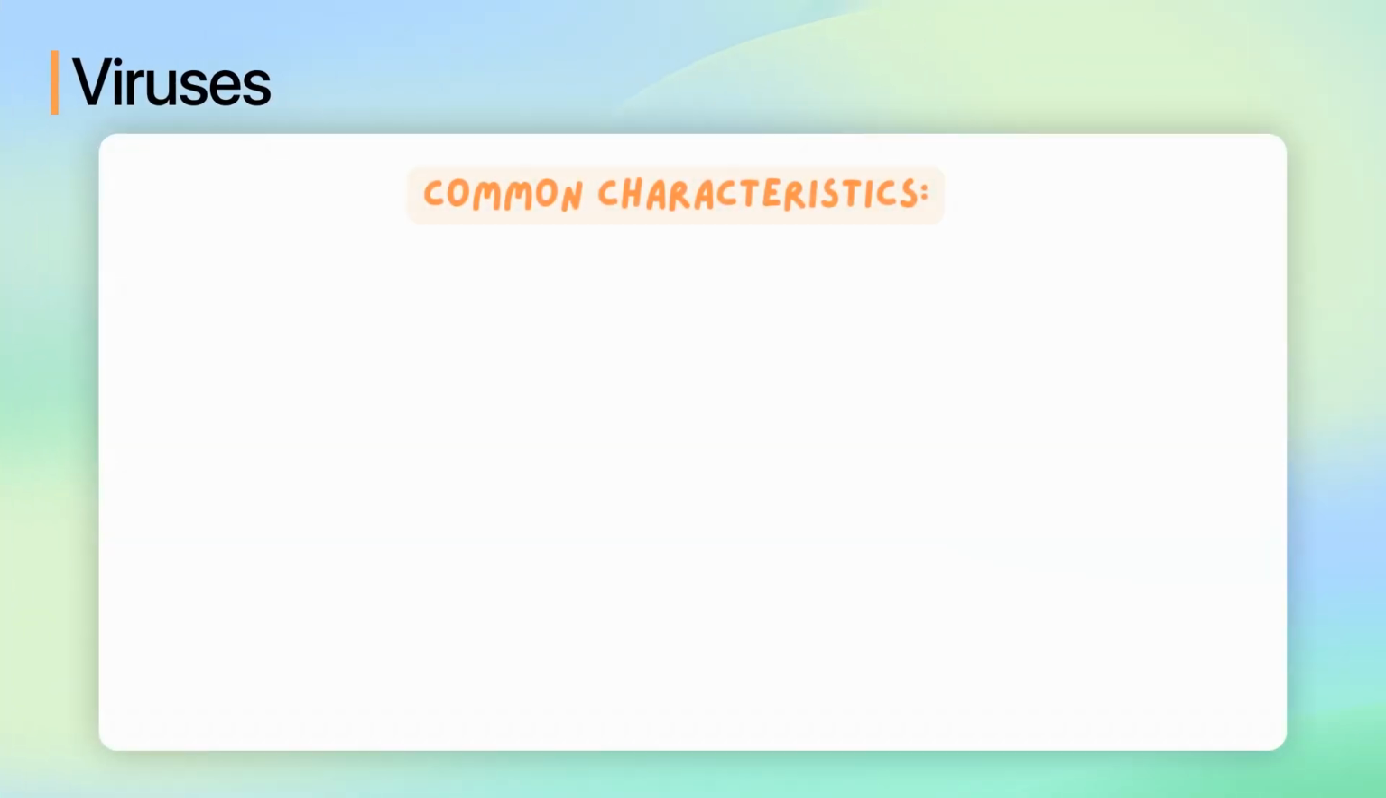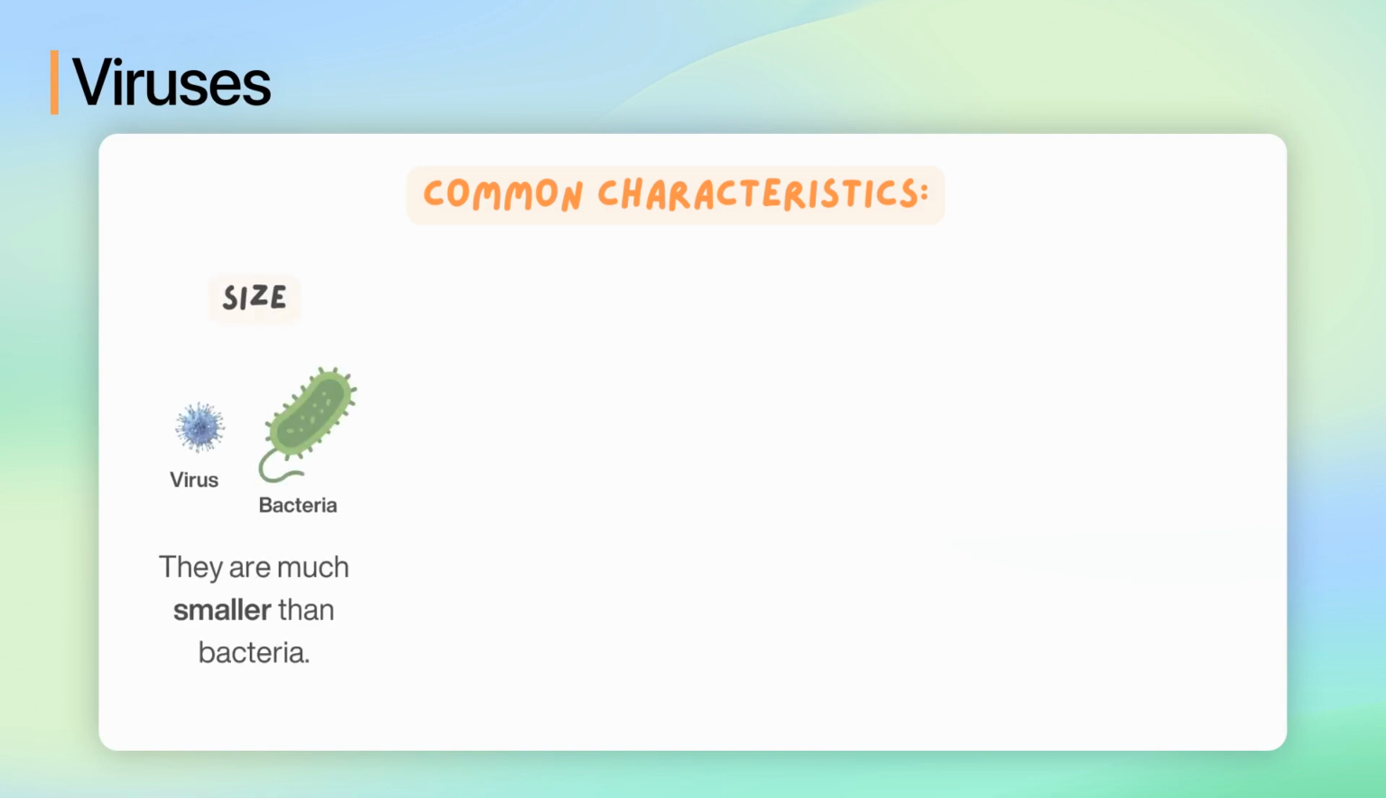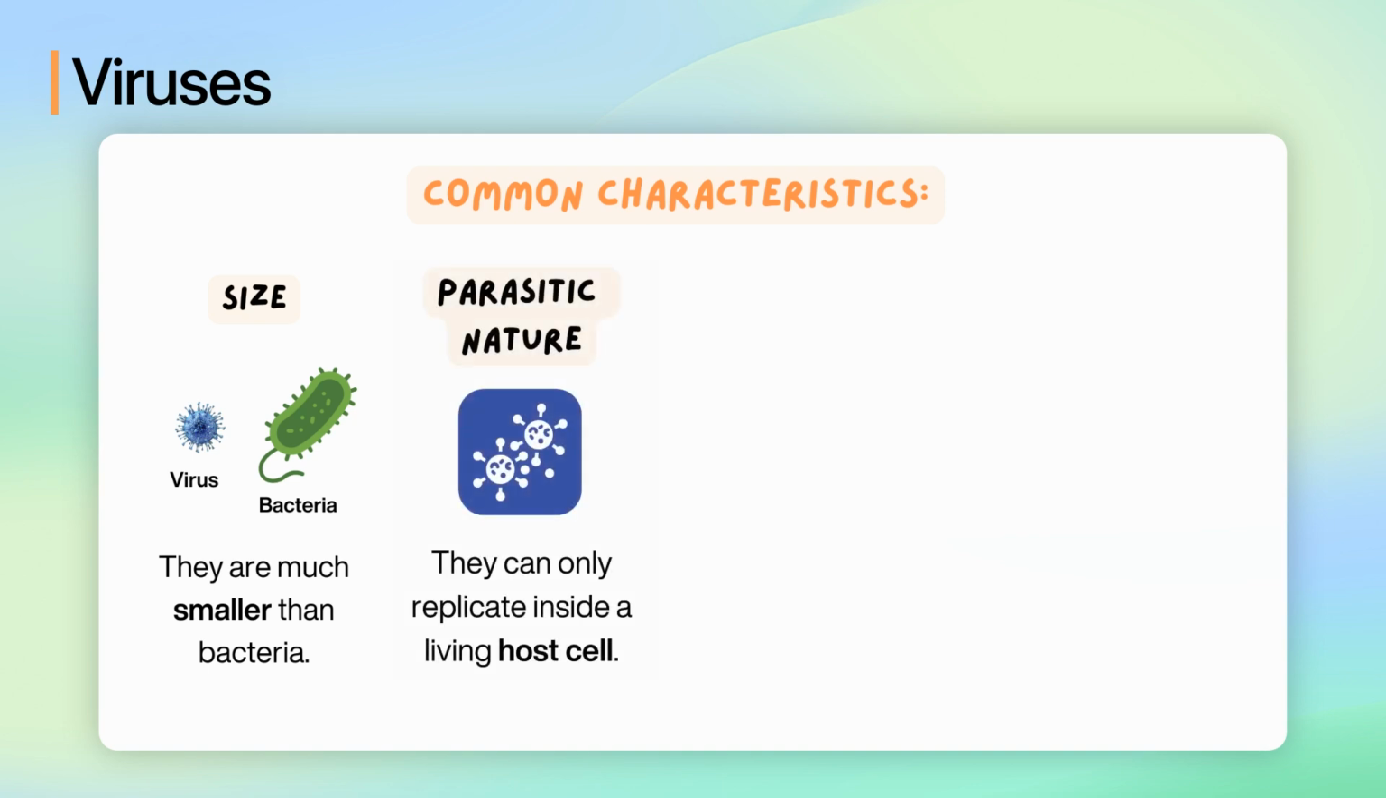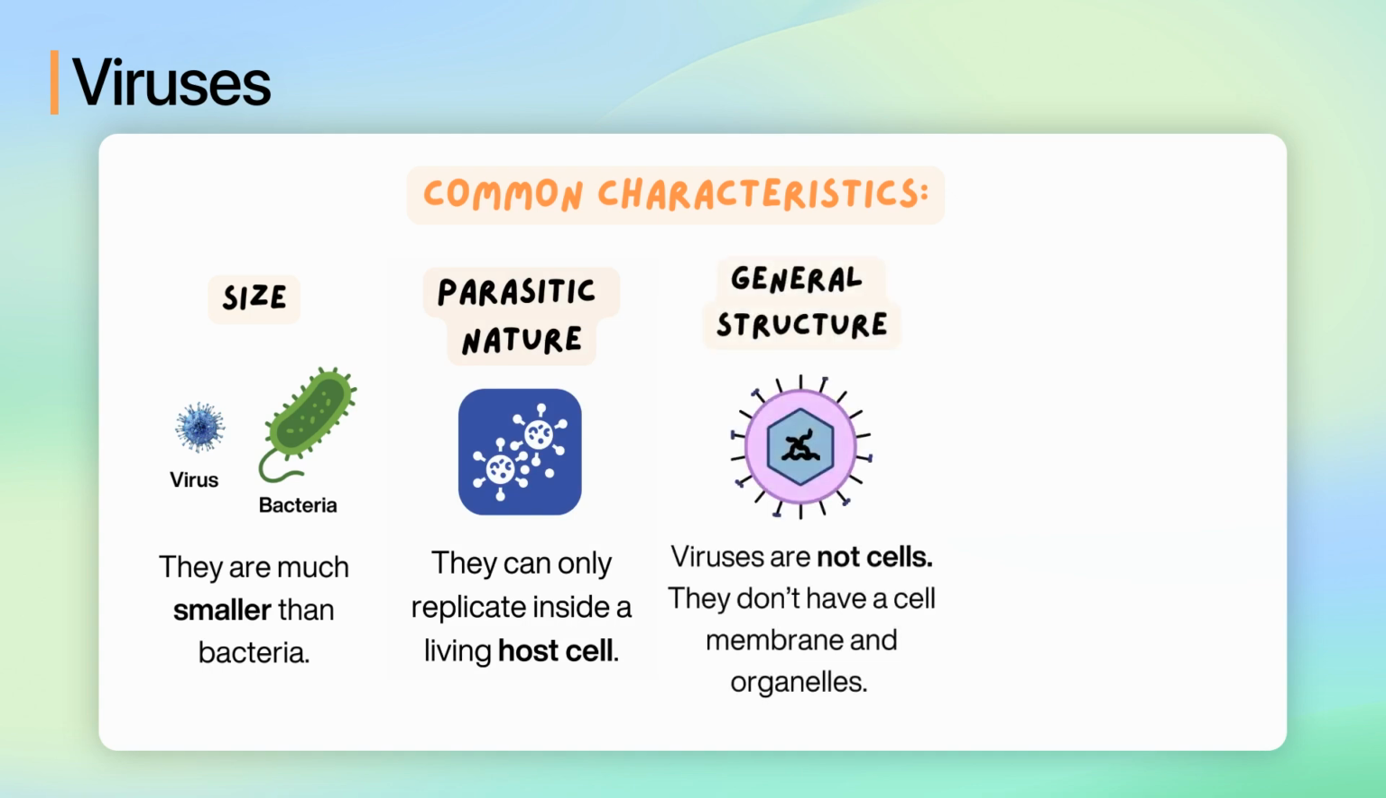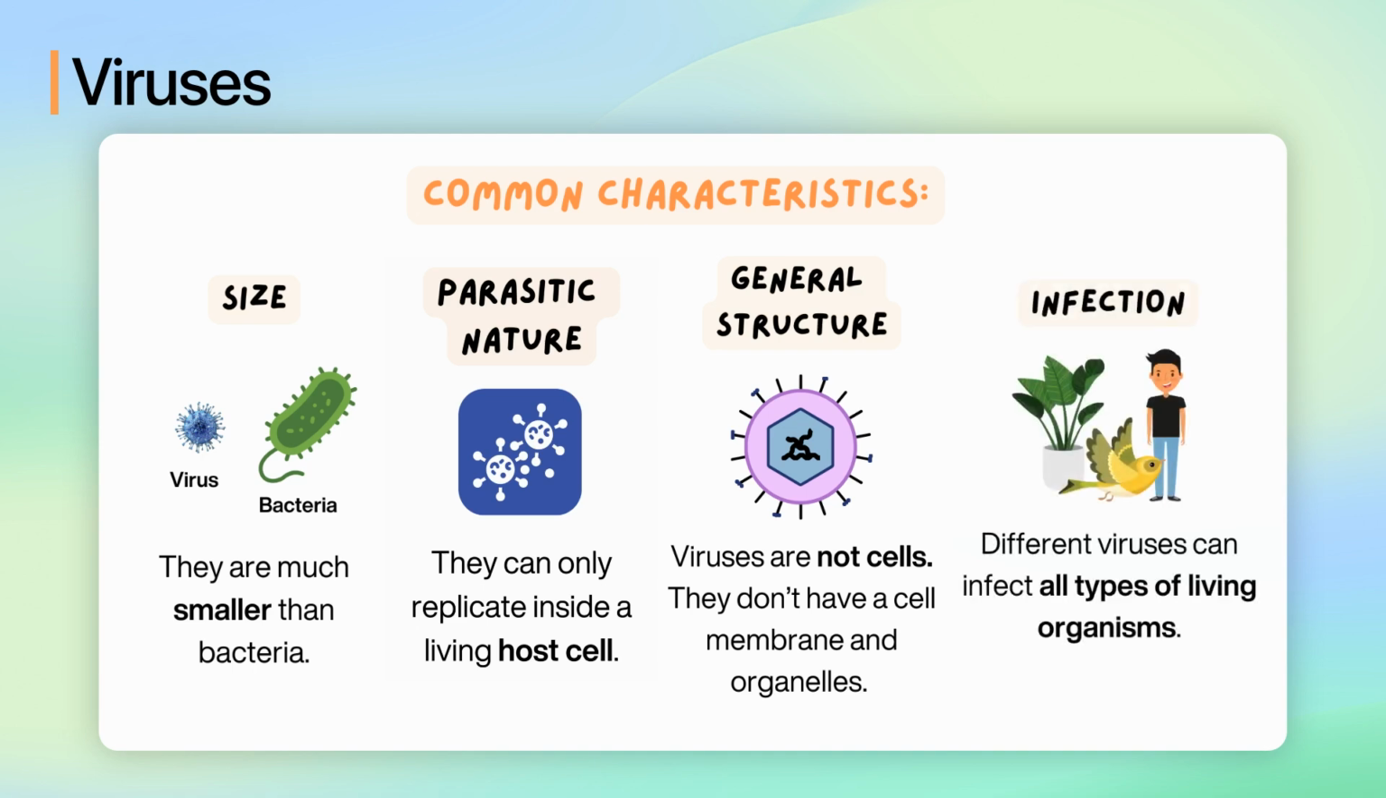All viruses share some common characteristics. Firstly, they are much smaller than bacteria. Furthermore, viruses can only replicate inside a living host cell. Viruses themselves are not considered cells. They don't have a cell membrane or organelles, such as mitochondria. Instead, they consist of a protein coat and contain either DNA or RNA as their genetic material. Finally, different viruses can infect all of the different types of living organism.